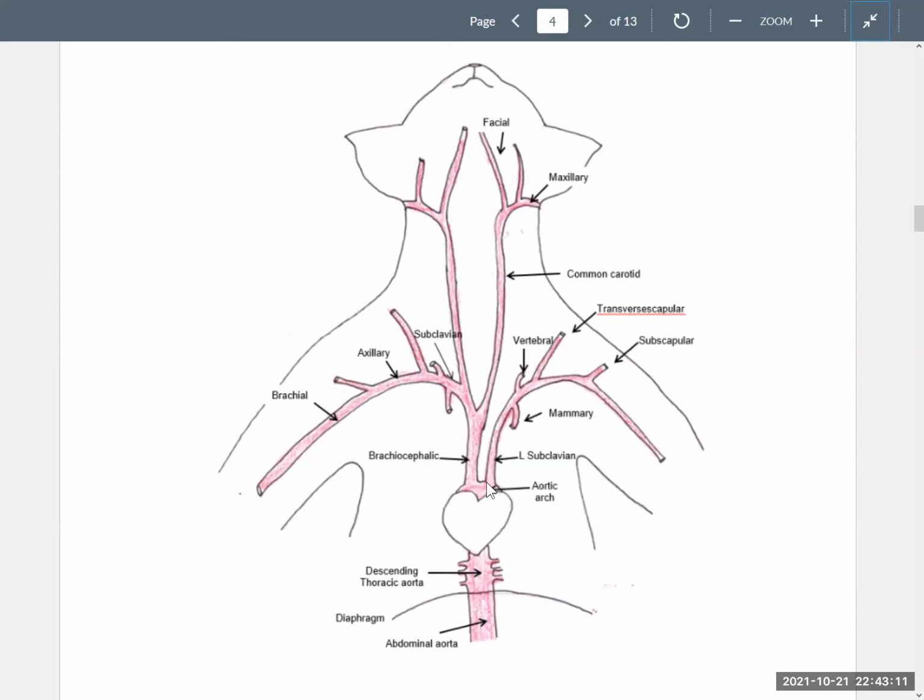But what's the second vessel coming off? The second one is the left subclavian. What one's missing that humans have? The common carotid, because it's been shifted up to here in the cat. The cat still has two common carotids, just like we do. This was the brachiocephalic coming off the aortic arch. Here's the left subclavian.